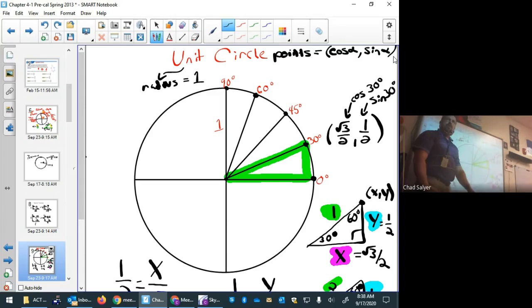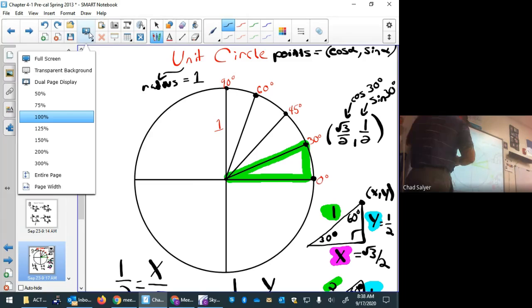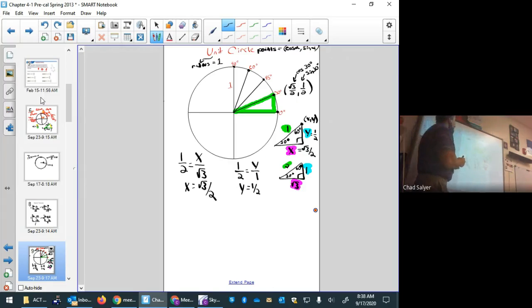Now, some of these points are kind of trivial. So the quadrantal points, in other words, 0, 90, 180, those are trivial. You scroll down a little bit, I didn't get all that. You're welcome.